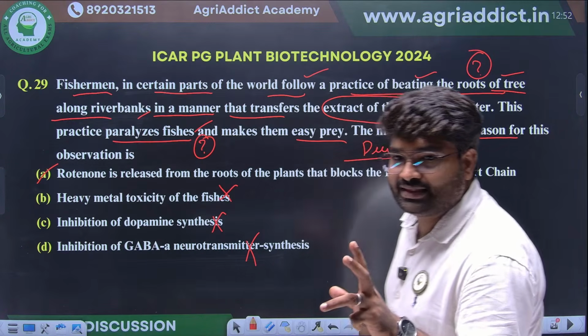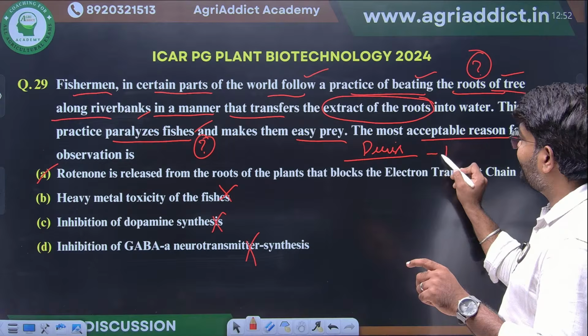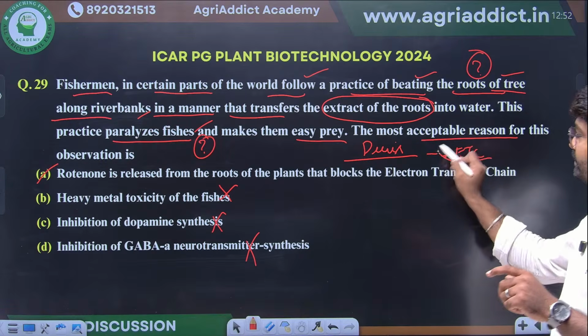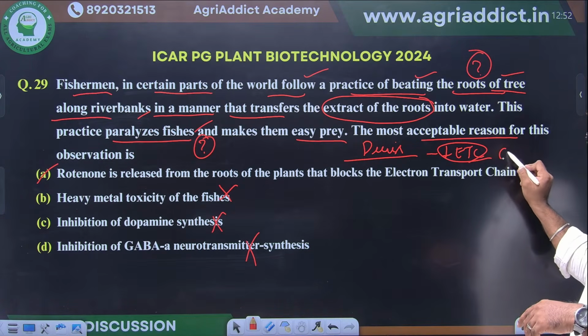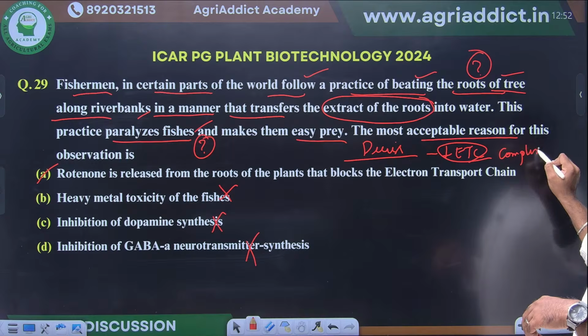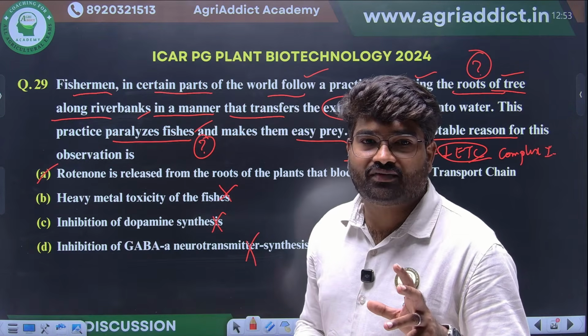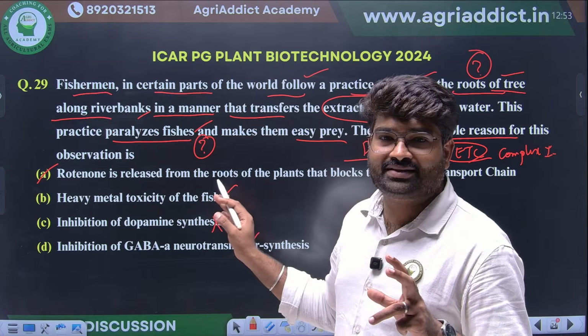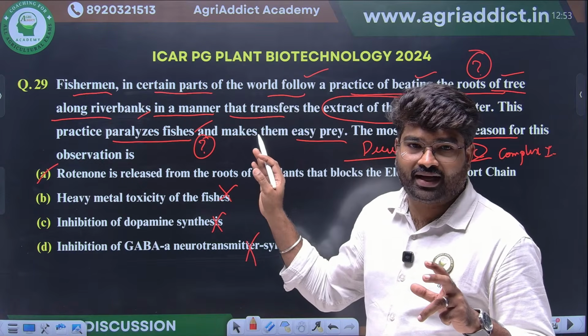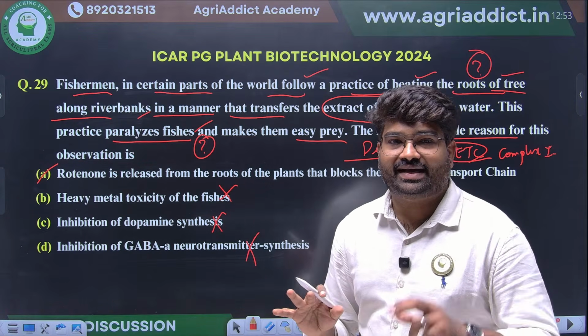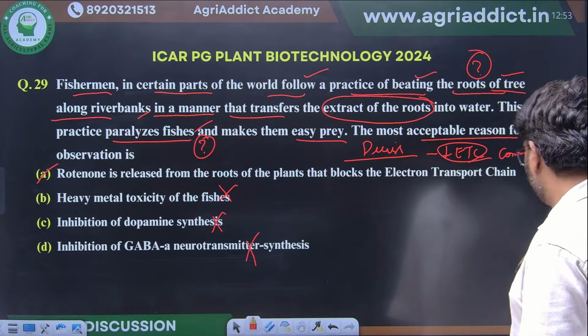This will go and inhibit the electron transport chain at complex 1. So there will be less production of energy. Because of that, the fish will become paralyzed, then it will become easy prey. The fisherman can easily catch it. I hope this is clear for everyone.